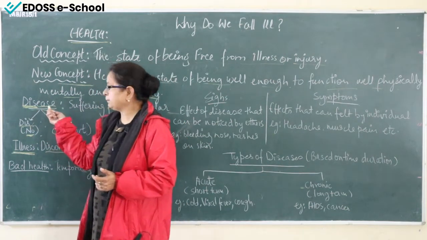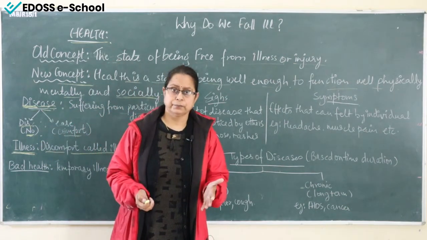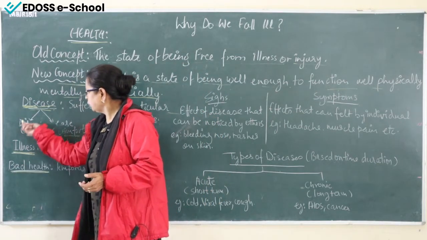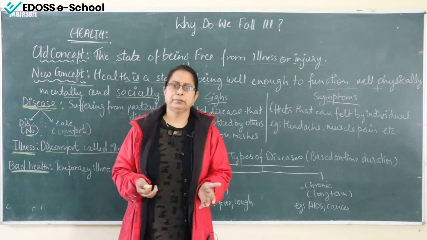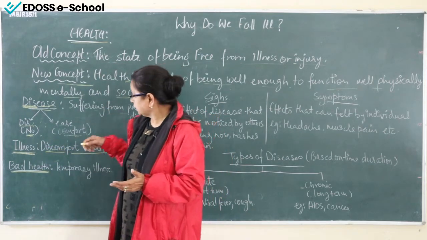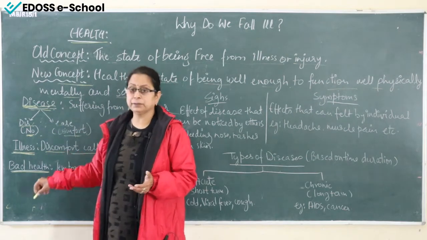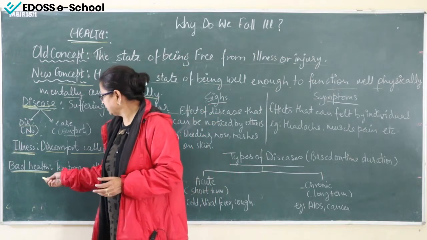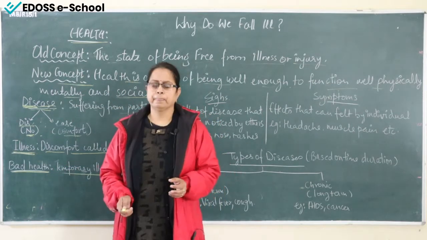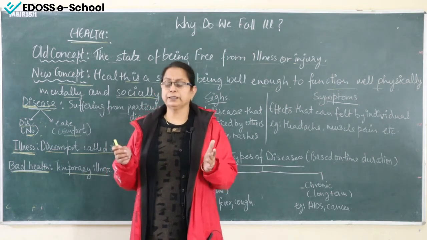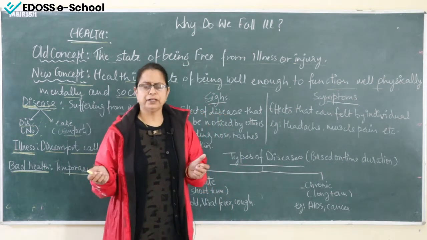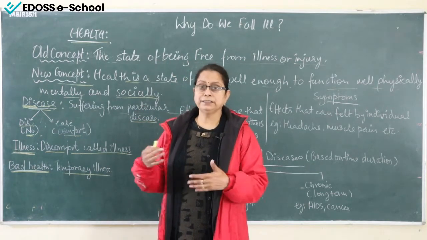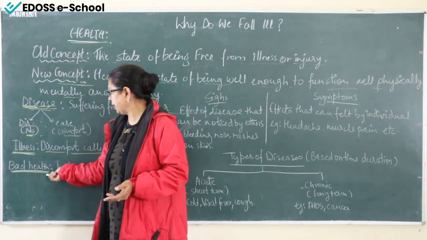Disease means when a person is suffering from a particular disease, that is called disease. And the third topic is bad health. See, these terms are very common, but we have to know the difference between them. There is definitely a difference between the terms. Bad health means temporary illness. Suppose for a time being, for any reason, we feel headache, stomach ache, or pain in the muscle. These are the terms that show bad health.